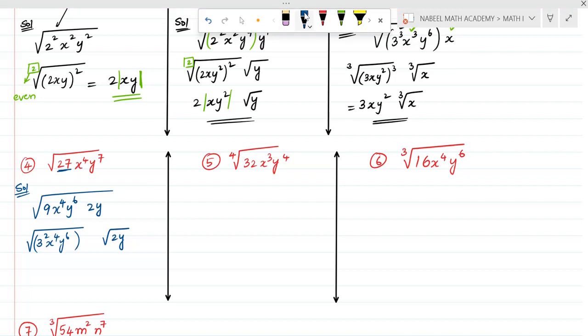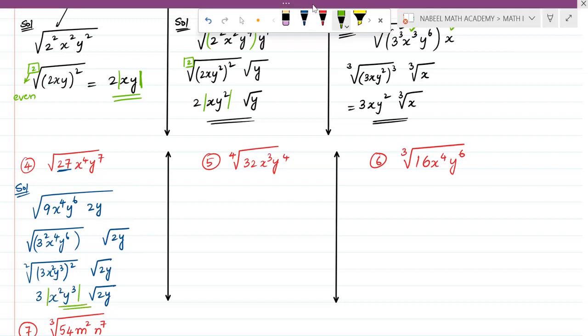After that, what is this one here? (3x square y power 3) whole square into 2y. When you multiply, you will get what? 3 square x power 4 y power 6. Here it is 2, therefore cancel. So you will get 3x square y power 3 root 2y. Whereas here it is even, therefore I have to use absolute value only for the variable.